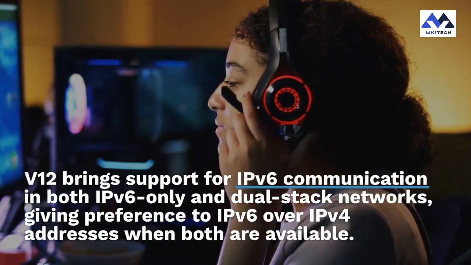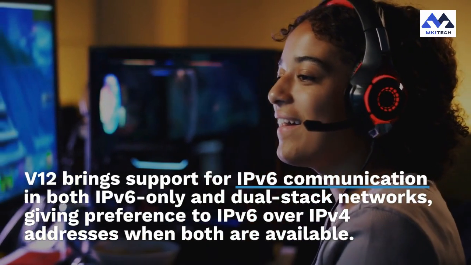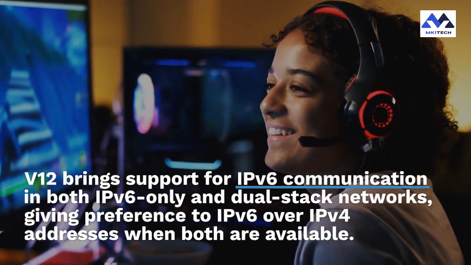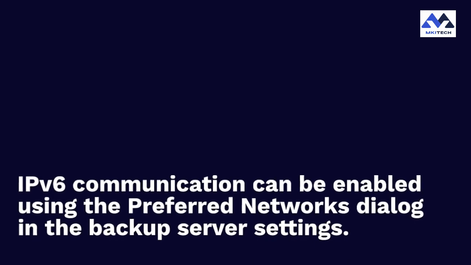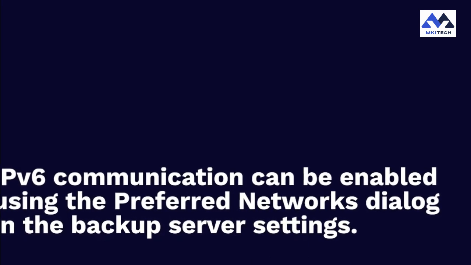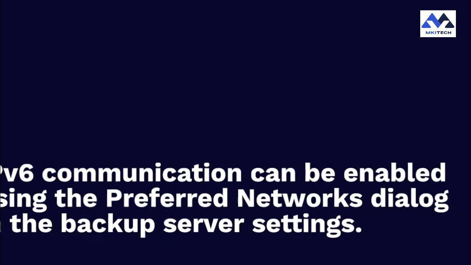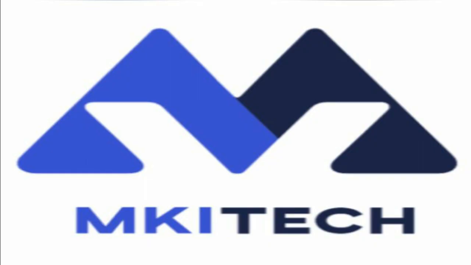Number 3. IPv6 support. V12 brings support for IPv6 communication in both IPv6 only and dual-stack networks, giving preference to IPv6 over IPv4 addresses when both are available. This flexibility allows you to set your backup infrastructure up in an IPv6 only network right away or gradually migrate it to IPv6 by running it alongside your IPv4 infrastructure. IPv6 communication can be enabled using the preferred networks dialog in the backup server settings.